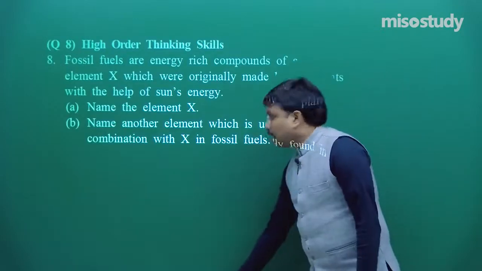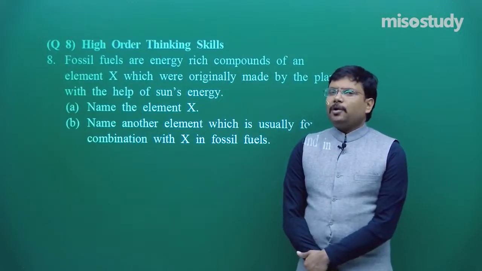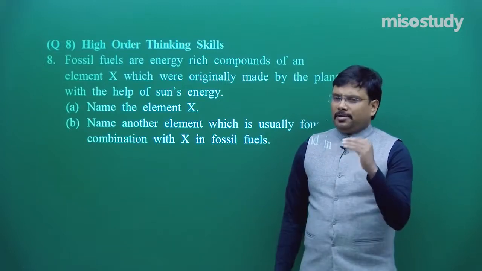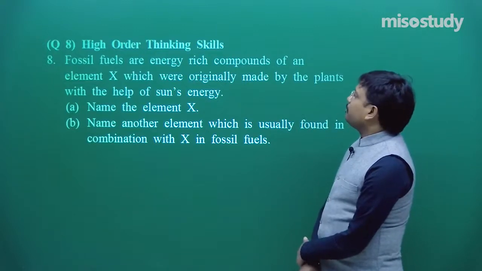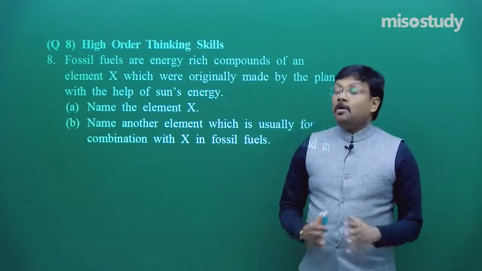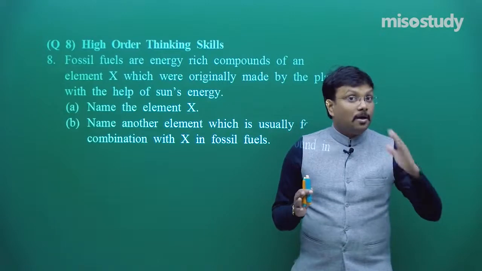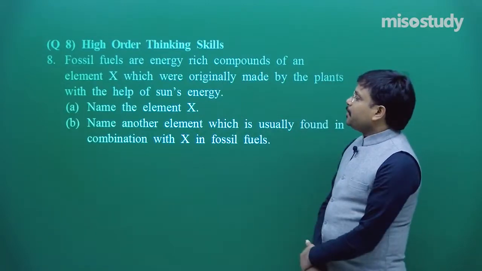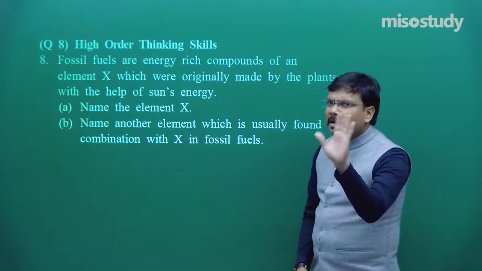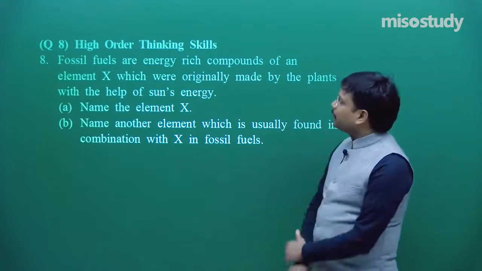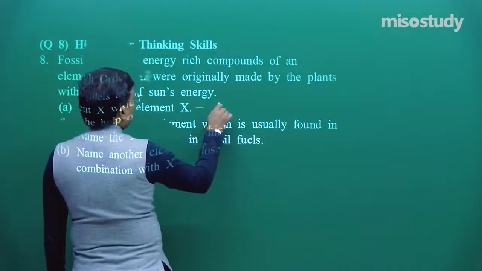Now, this category I would like to say that high order thinking skills is not required, that you have to write down too many lines over here, but yes, up to some extent some explanations required. That is, fossil fuels are energy rich compounds of an element X. Sometimes for high order thinking problems you have to consider the statements given very carefully. So, here they are saying that fossil fuels are energy rich compounds of an element X, which were originally made by the plants with the help of sun's energy. Name the element X.